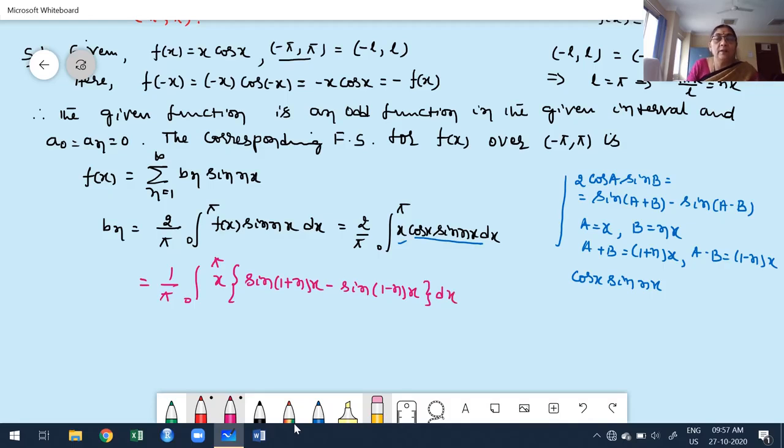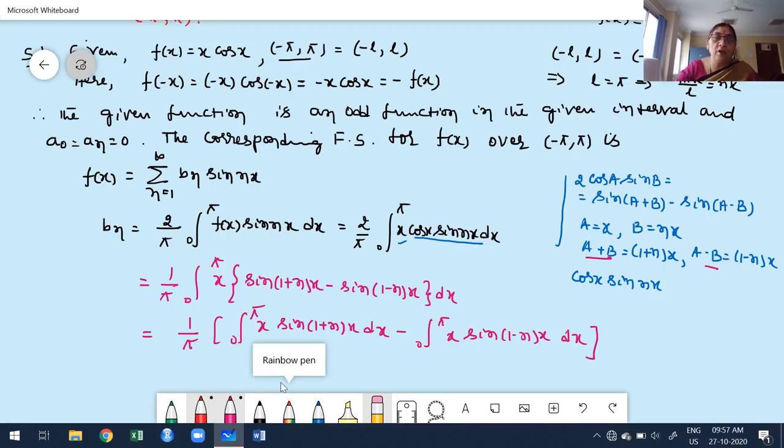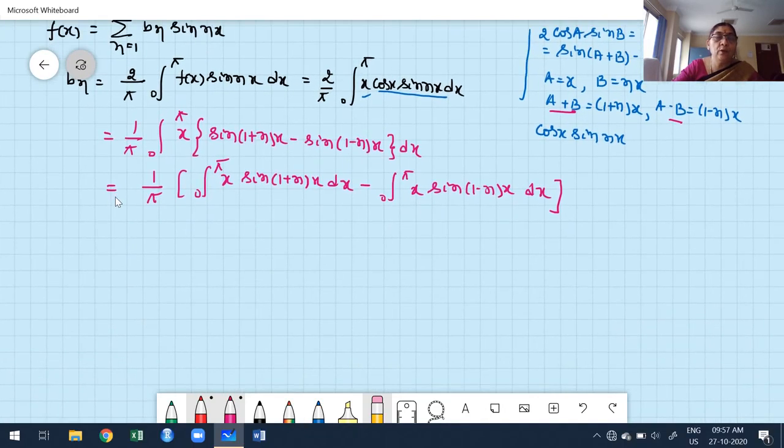Now this is clear, I think. I have already written what a is, what b is, what a plus b is, what a minus b is. Before moving to the next step, first you have to multiply with x. What we get is the integral of x into sine of (1 plus n) into x with respect to x, minus the integral from 0 to pi of x into sine of (1 minus n) into x with respect to x. Now both terms are a product of two functions, so I go for the UV rule or Bernoulli's rule.